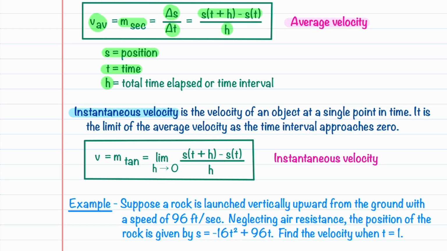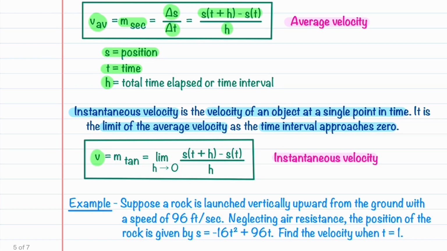Instantaneous velocity is the velocity of an object at a single point in time. It is the limit of the average velocity as the time interval approaches zero. Our formula for instantaneous velocity is just written as V, and it's actually the slope of a tangent line, and it's the limit as H approaches zero of our average velocity given by this formula.